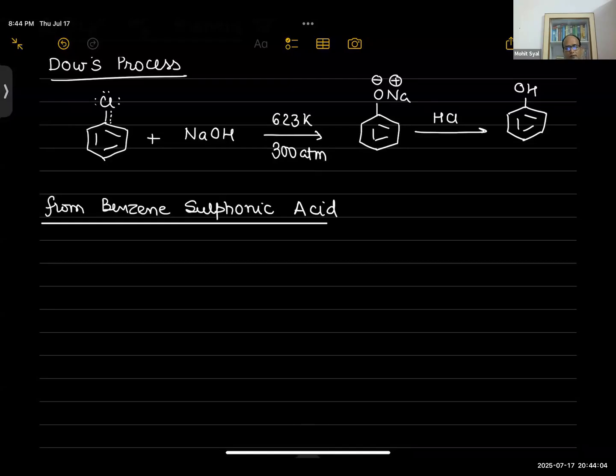What? I think NaNO2. No, sulfonic acid is SO3H. No, like benzene ring plus NH2. No, not NH2, that is aniline. Sulfonic acid. Carboxylic acid, sulfonic acid, right? This is the sulfonic acid.